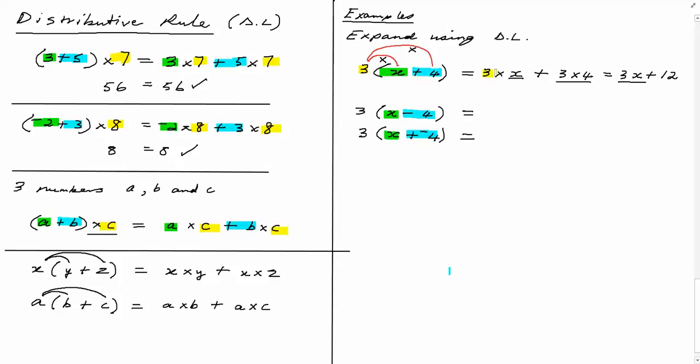So just like before, I highlight the term you're multiplying by in yellow from the outside, and then you have the 2 terms inside.